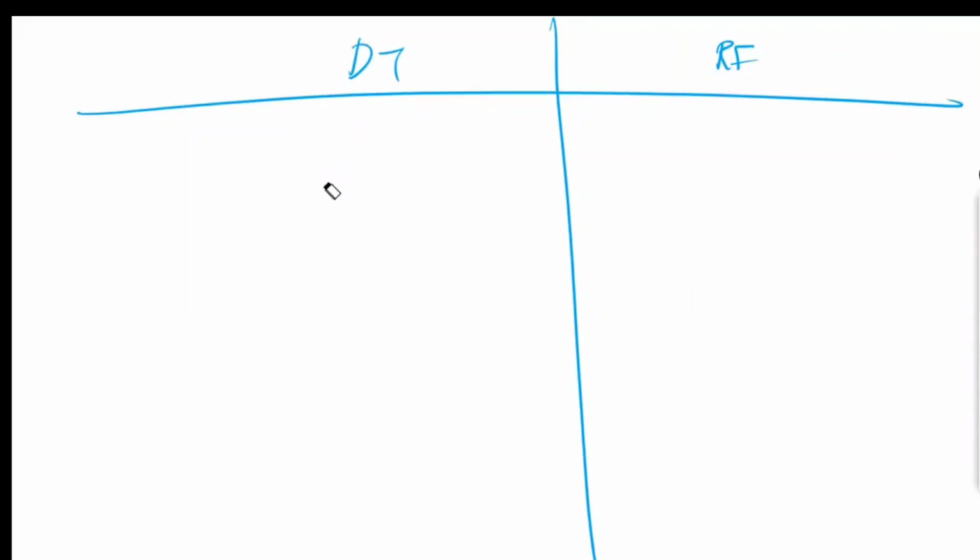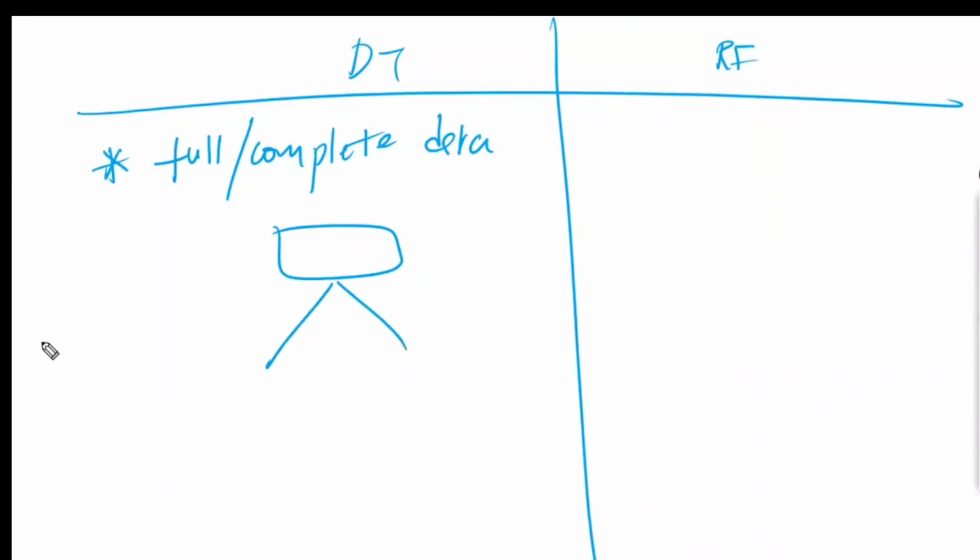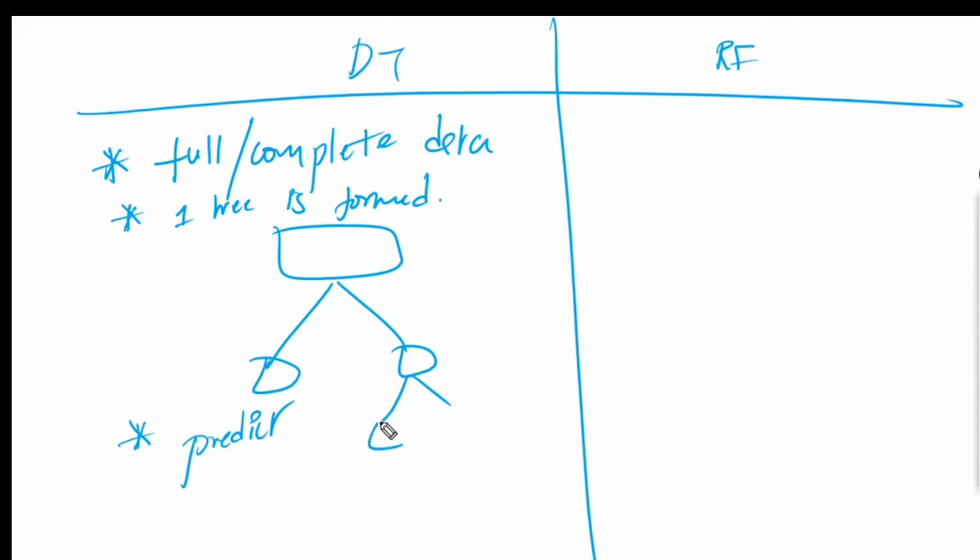Okay, done. So now we have decision tree and random forest. What is the difference? In the decision tree, the full, complete data is considered and the tree is formed. Only a single tree is formed using the complete data. And using that tree, we are going to predict the data. We do the predictions using a single tree, and we are going to predict future values using that single tree.